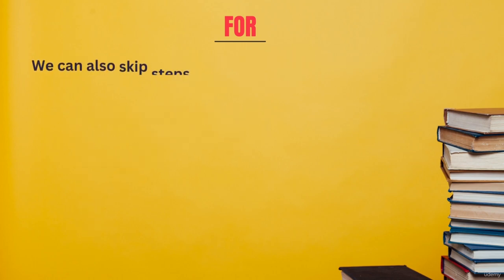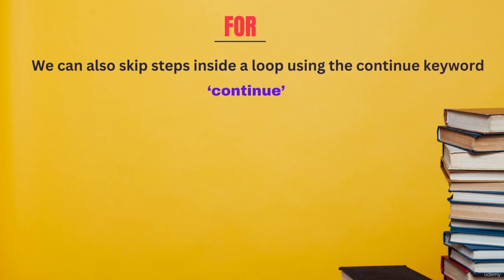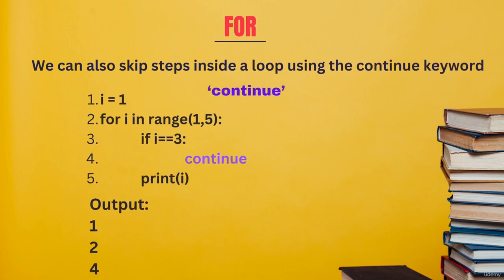We can also skip steps inside a loop using the continue keyword. We can see that the number 3 is not printed. That's because when i is equal to 3, it goes inside the code block of the if statement and carries out the continue keyword.